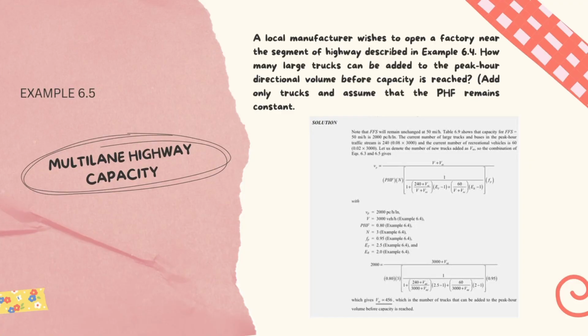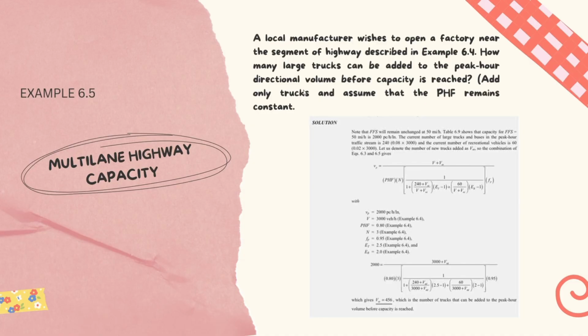Last example is 6.5. It's a multi-lane highway capacity example. The last example continues from example 6.4. So here we find how many large trucks can be added before the highway reaches its maximum capacity.